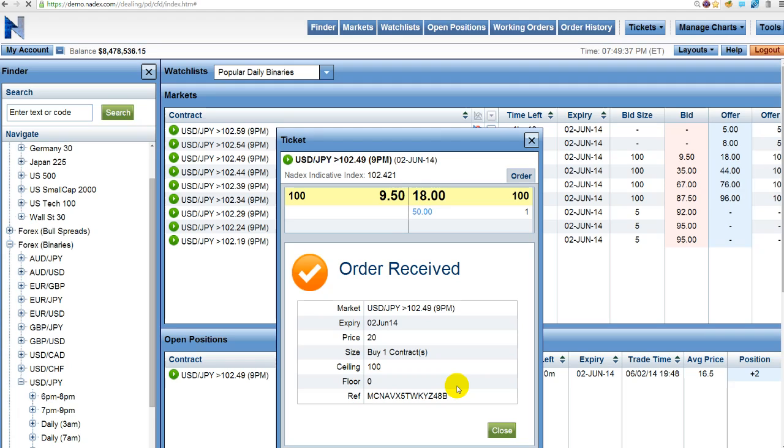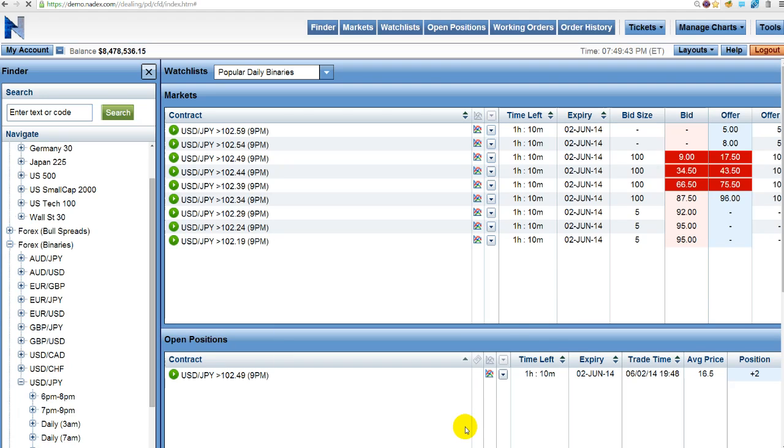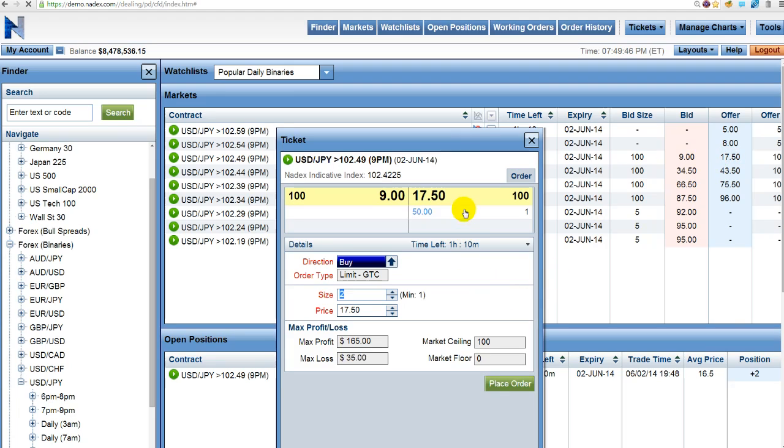That's a limit order. So there's stop limits. That's a different kind of order. But every contract on Nadex is a limit order. Okay, so if you try to buy above the market, you're going to get filled right away. So don't try to buy above the market unless you want to get filled right away. And you get filled at the best price.